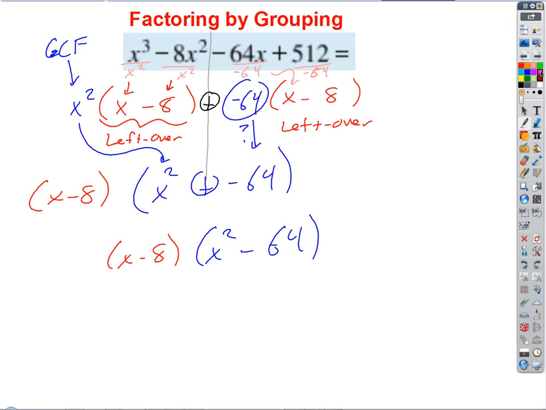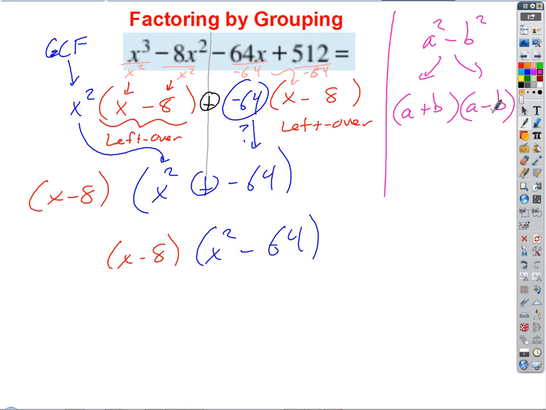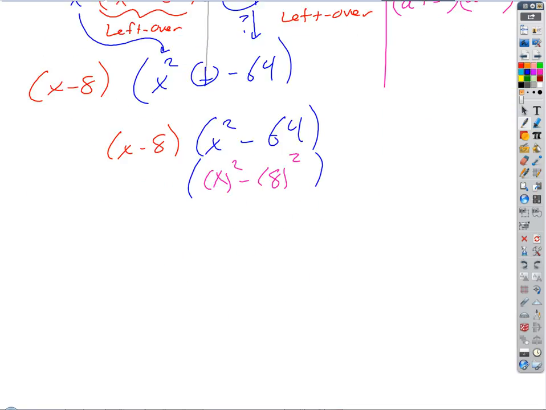So the difference of squares pattern, remember, is just this one. If we have a squared minus b squared, we can split that up into what? A plus b and then a minus b. Yeah, a plus b and a minus b, right? So what's our a and what's our b? Can we write this as something squared minus something squared? X. X, and then what squared is 64? 8. 8, okay. So x is like my a, and 8 is like my b, right? And I could think of that x squared minus 64 as being x squared minus 8 squared, right?